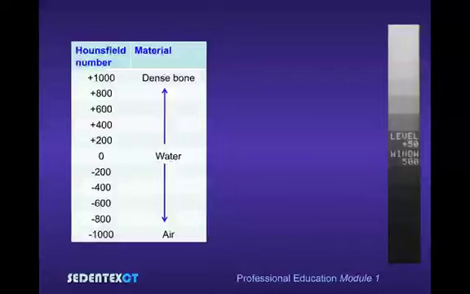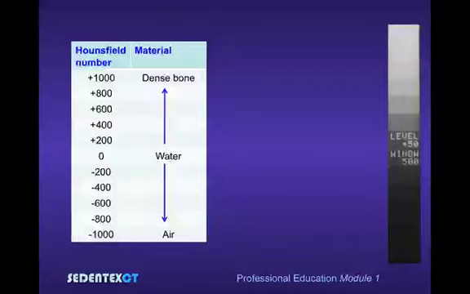Here is the Hounsfield scale based on a -1000 to +1000 range. In displaying images, we need to be able to differentiate between structures of different density. So on the Hounsfield scale, as shown here, air is given a Hounsfield number of -1000, whereas dense bone is given a Hounsfield number of +1000. This represents the range of densities within a patient.